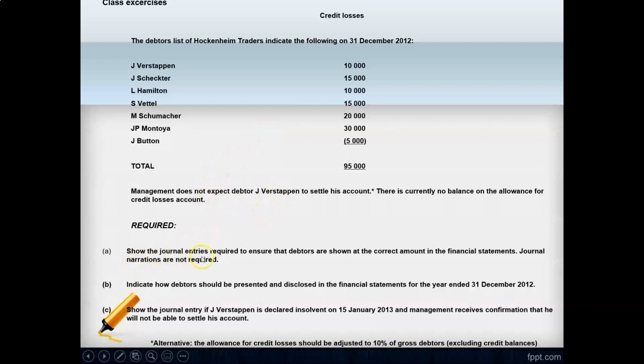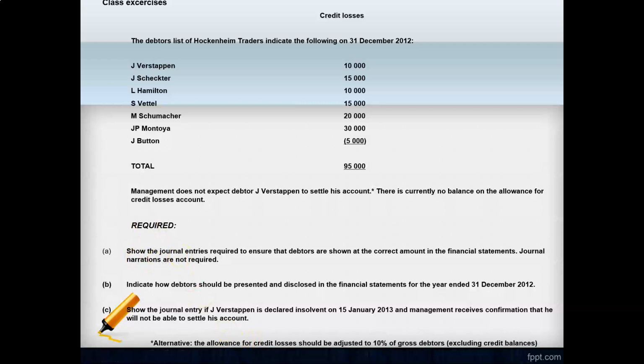They want from you to show the journal entries required to ensure that debtors are shown at the correct amount in the financial statements. Journal entries are required, but journal narrations are not required. And then the B part indicates how debtors should be presented and disclosed in the financial statements for the year. Now, the alternative that they want you to show is a standard allowance for credit losses. But let's do the first one first.